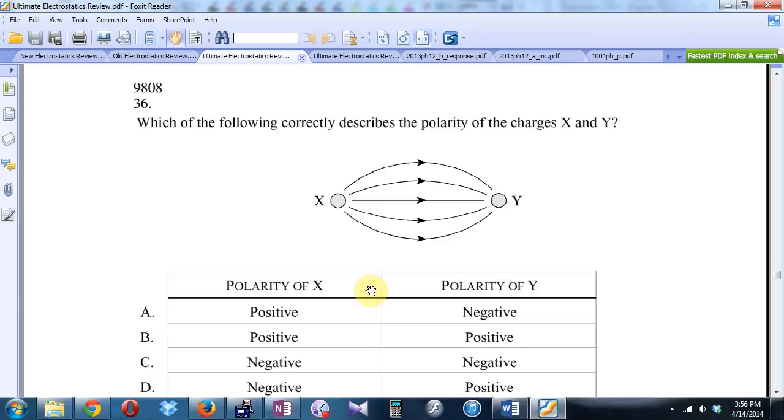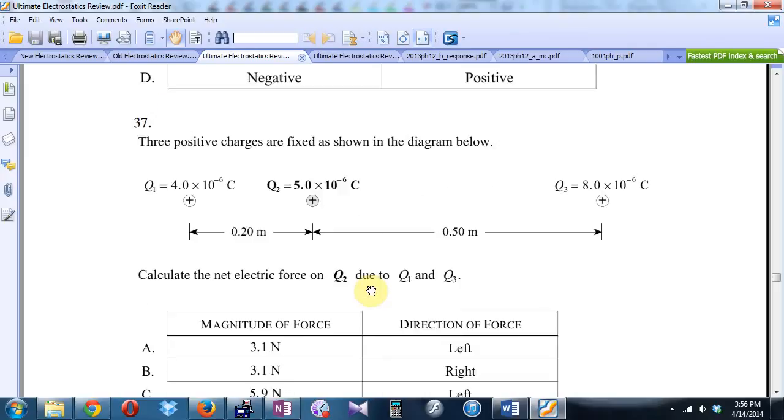36. So 37, absolutely. So here's the net force on Q2 from, so 3 charges, find the force from 2 of them on the third one, magnitude and direction.